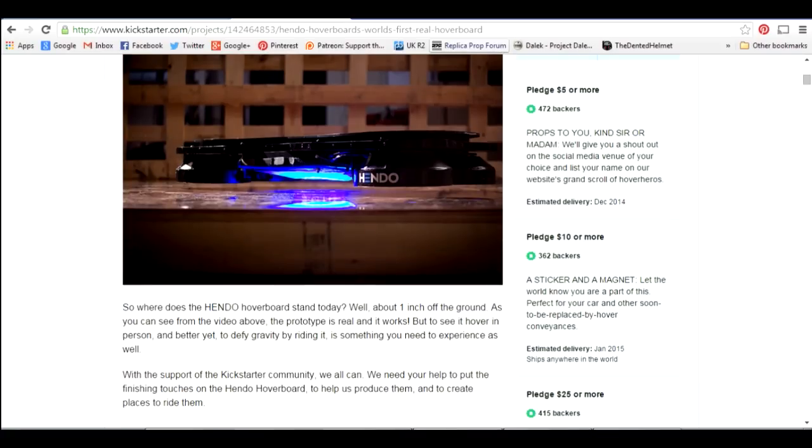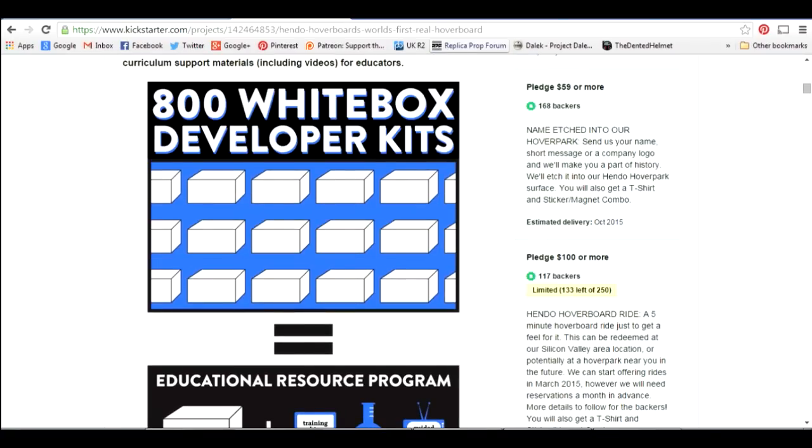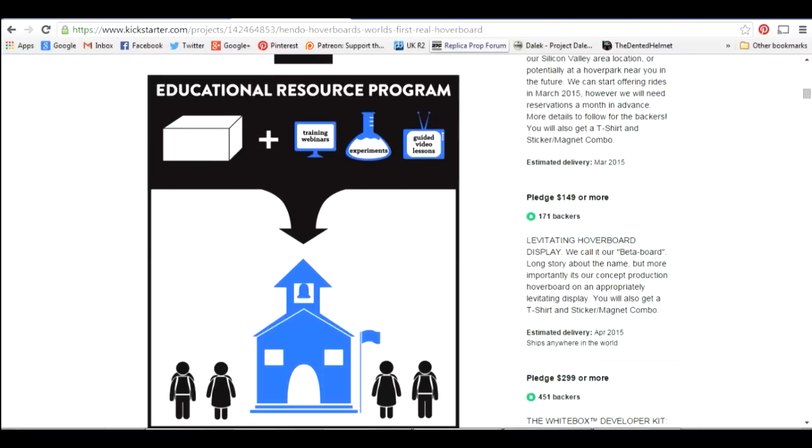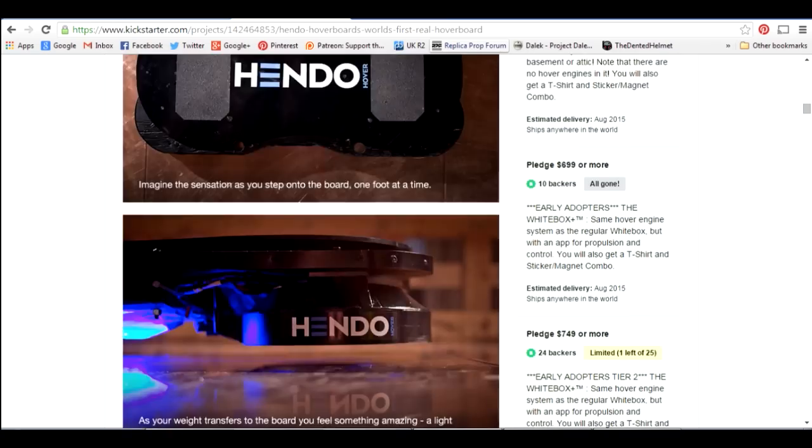So there's some more pictures here. They've got various rewards, including this white box developer kit, and you can see the rewards. I'll put the link to the Kickstarter in the description to this video. There's some more pictures there.